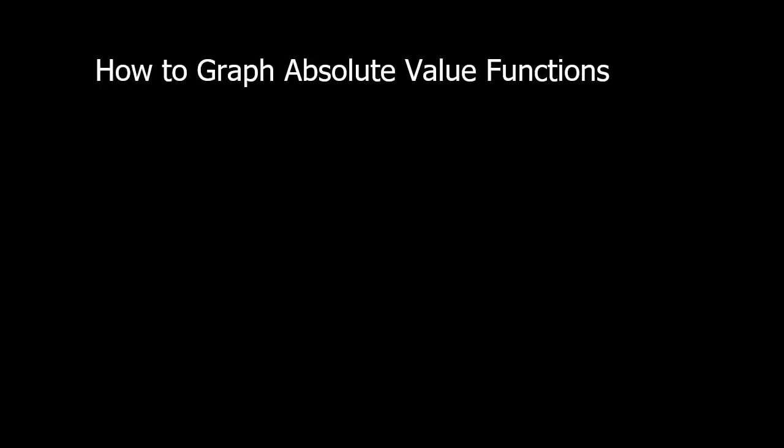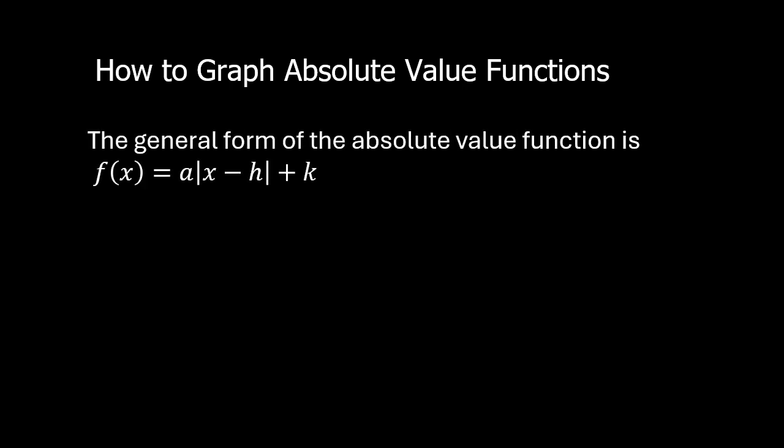How to graph absolute value functions. The general form of the absolute value function is f of x is equal to a times the absolute value of x minus h plus k.